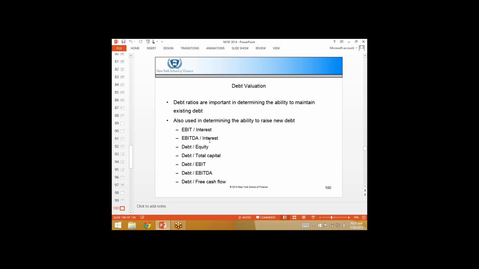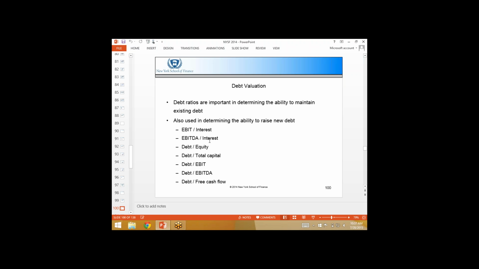Any other questions? Okay. Debt valuation. Yes, we'll look at debt multiples. We'll get into more detail about debt multiples. Debt multiples are important in determining doability in terms of raising debt. There are several types of debt multiples. We'll look at them. Most commonly, debt to EBITDA. A lot of times these debt multiples are used by, let's say, S&Ps and Moody's to determine what your credit rating should be in relation to a lot of other factors.